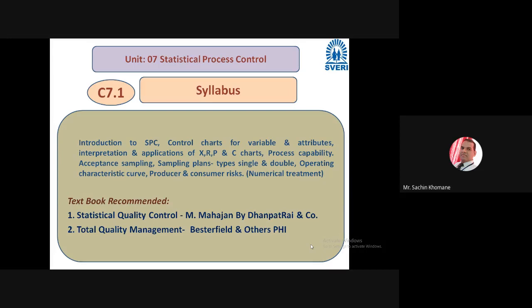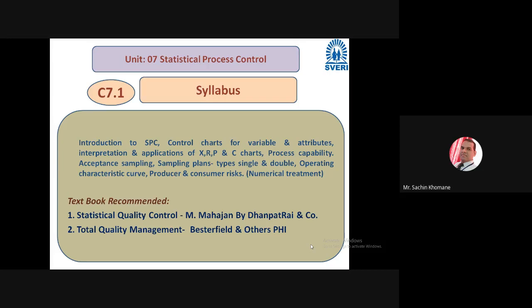Then process capability. So one concept called process capability, that also we have to learn in detail. Then acceptance sampling, meaning of acceptance sampling. Then sampling plan types we have to see, like single plan, double plan, operating characteristic, or you can say OC curve, operating characteristic curve. This is also a very important curve that we are going to discuss.